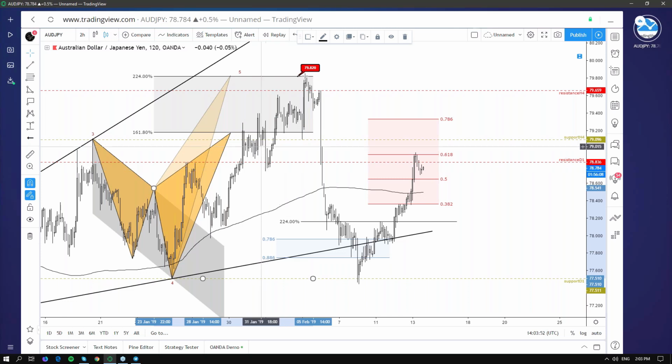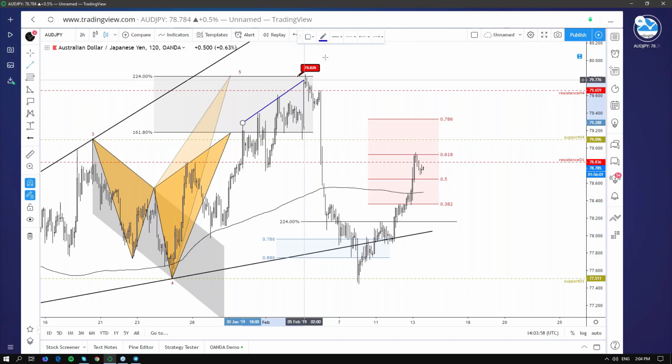and then it has printed new highs above. I believe this, and Dale can confirm this better than me, I believe we are talking about a potential 3 drives pattern above.